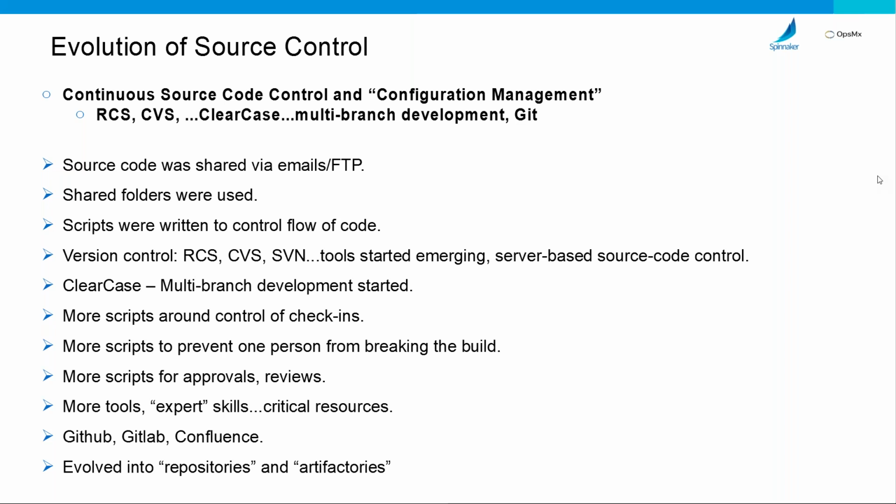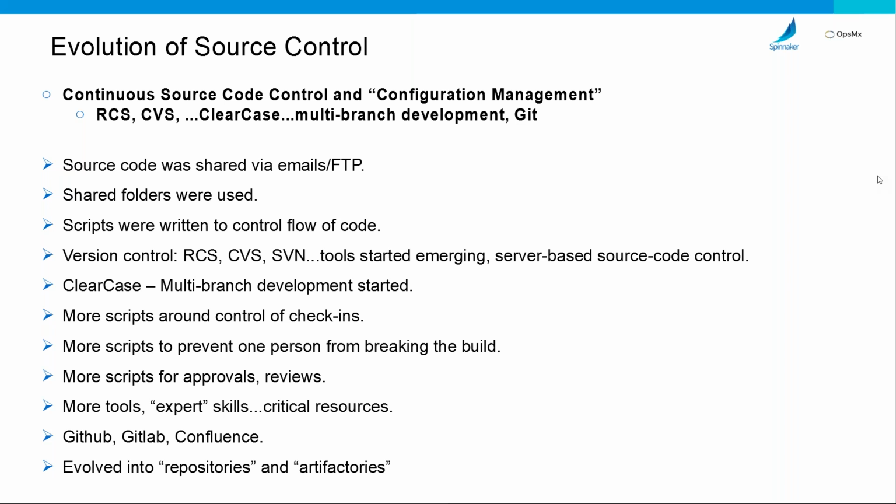Then as the mess became higher, version control systems came in, a new tool, the first tools: RCS, CVS, and so on. And then came ClearCase. ClearCase came much later, like multi-branch development. In those days, it was a big thing. And then we used to write scripts around controlling check-ins. How do we prevent someone from checking in? How can we prevent one guy from breaking the whole build, and so on and so forth?